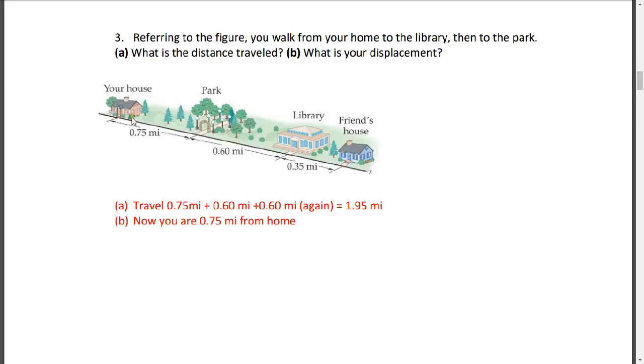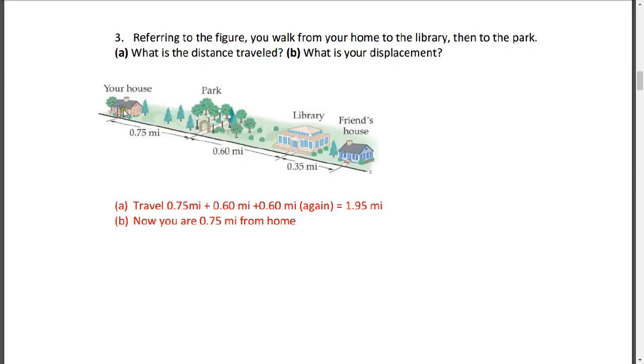So this person, you, I suppose, start at your house, travel 0.75 miles to get to the park, and then you keep going to the library, so another 0.6 miles, and then you check out a nice book and you walk back to the park another 0.6 miles and hang out and read your book, right? So that's 1.95 miles that you've traveled in distance.